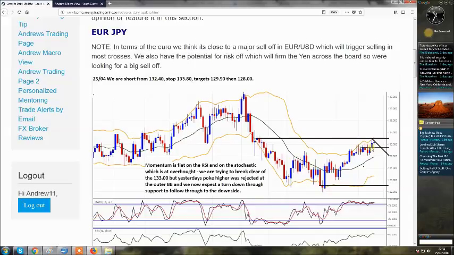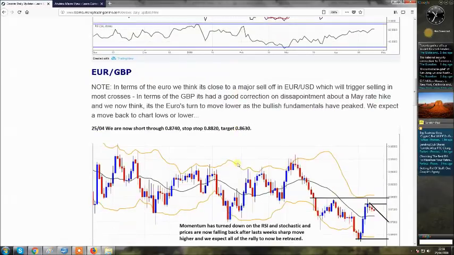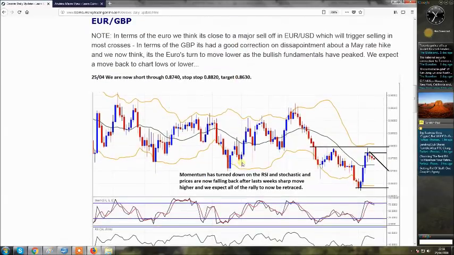Just a seller through here, and I think you can see a decent move down. I also got the GBP coming short. It hasn't really done much for us, but look at that. Just a spike high rejected, then down. I think we could go down to here.